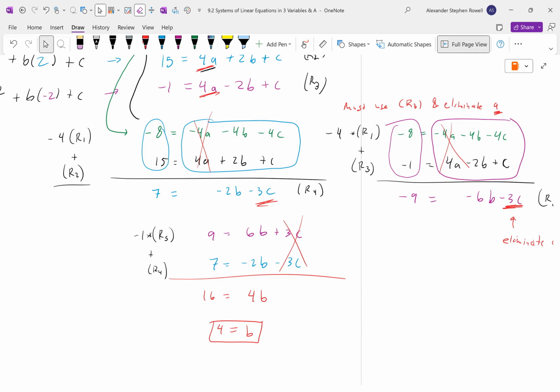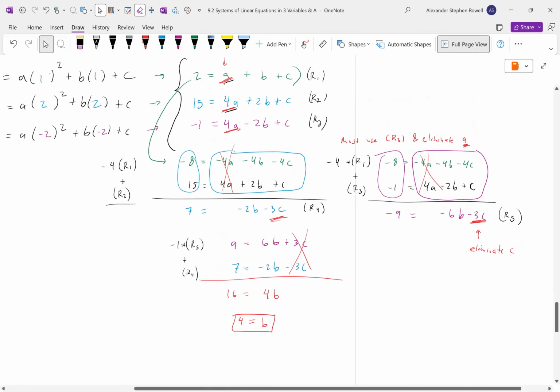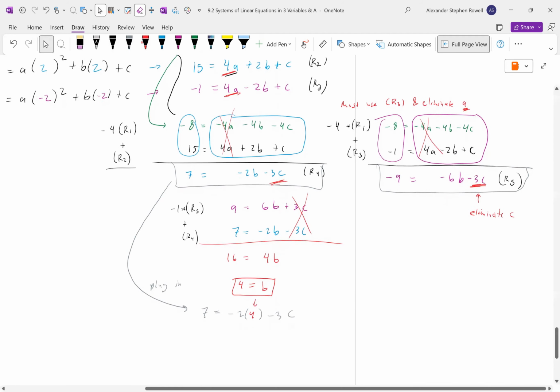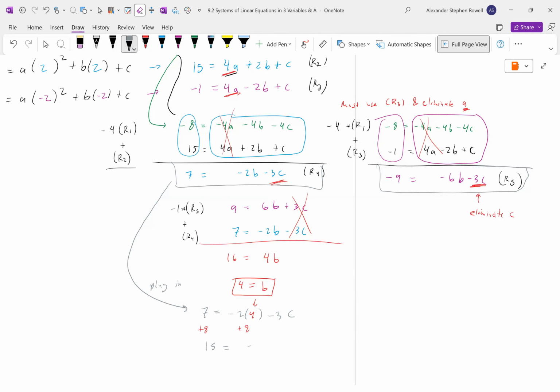So now we need to find a and c. How should we find them? Plug into which equation? We want to plug into one of these that have only 2 variables. Plug in 7 is equal to -2 times 4 minus 3c. So I'm going to add 8 to both sides. 15 is equal to -3c, so c is equal to -5.